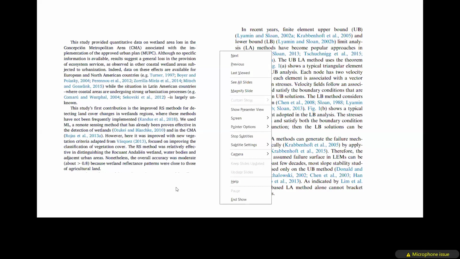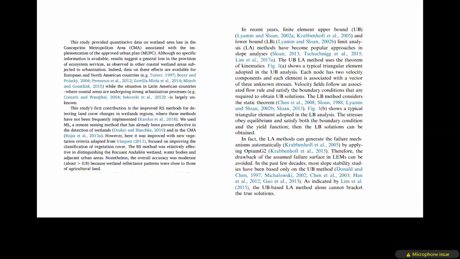And then the second, just keep on reading that. Indeed, data on these effects are available for European and northern countries. Now he's connecting what he has observed with the previous work to show that others also have done. And the last part of the first paragraph on the left-hand side: while the situation in Latin American countries, where coastal areas are undergoing strong urbanization, is largely unknown. Can you see he's interpreting the previous work here, right? So that is how descriptive and interpretive parts are put together in the discussion or wherever your write-up is, right?